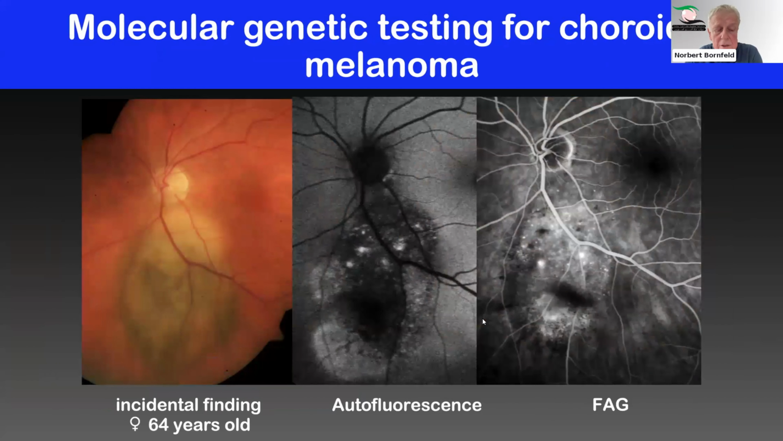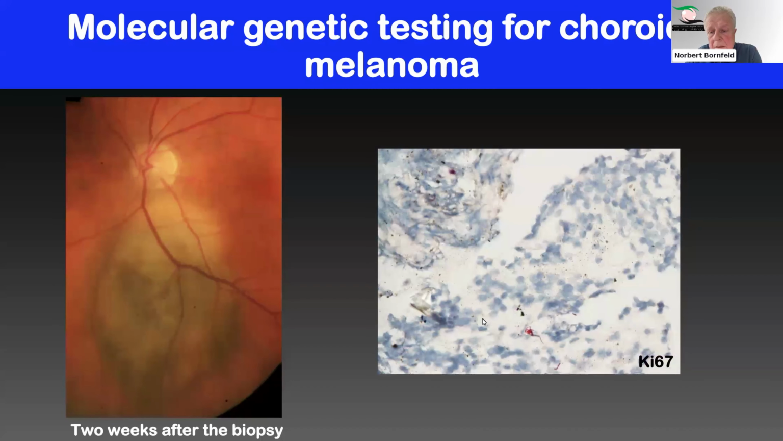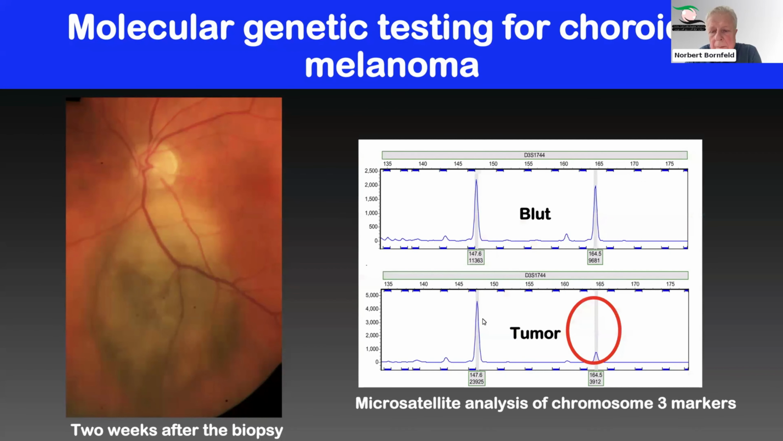And this is such a patient. That's an incidental finding in a 64-year-old woman. In autofluorescence, there's some hyperfluorescence. The fluorescein angiogram really doesn't help a lot. And that's the patient 2 weeks after biopsy. The biopsy on the right shows the standard HE staining of the specimen. And Ki-67 staining shows some mitosis, so it's not a very active tumor in histology.